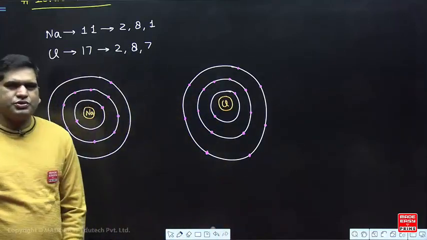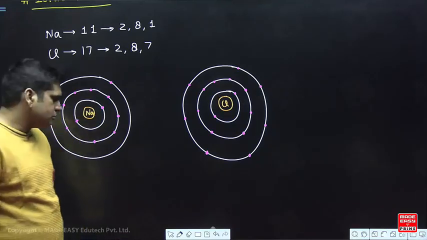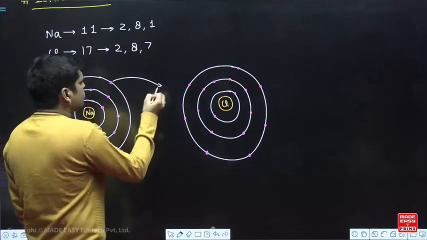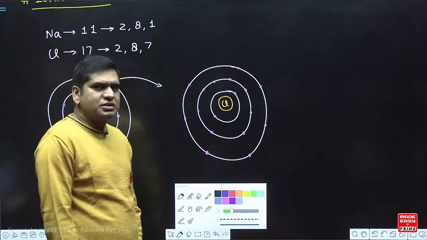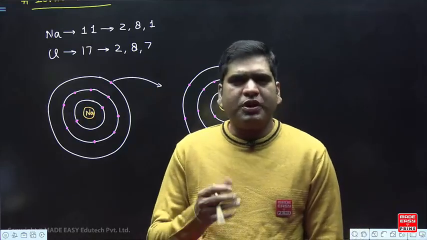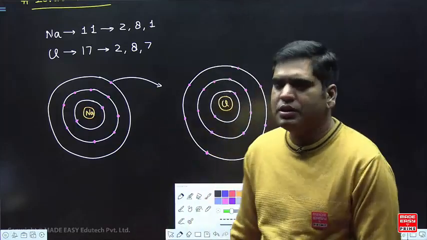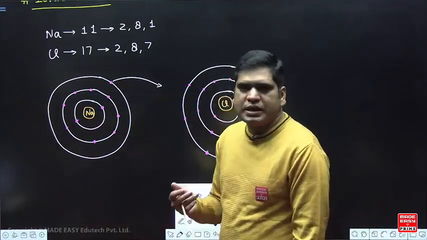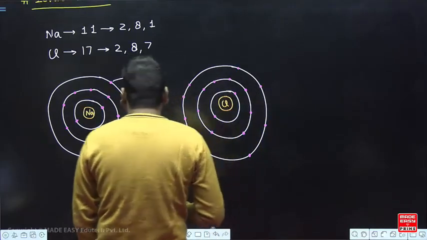in the outermost orbit. So it is not possible for sodium to get 7 more electrons. So sodium will have a tendency to give up this outermost orbit electron. Chlorine has 7 electrons, so it is very close to completing its octet. So it will not try to give up an electron. Instead, it will try to take an electron. Basically, sodium is an electropositive element and chlorine is an electronegative element. So this electron will come from sodium to chlorine.